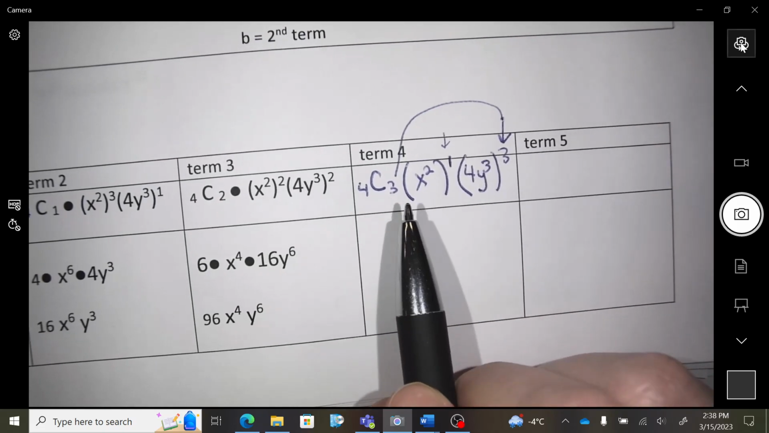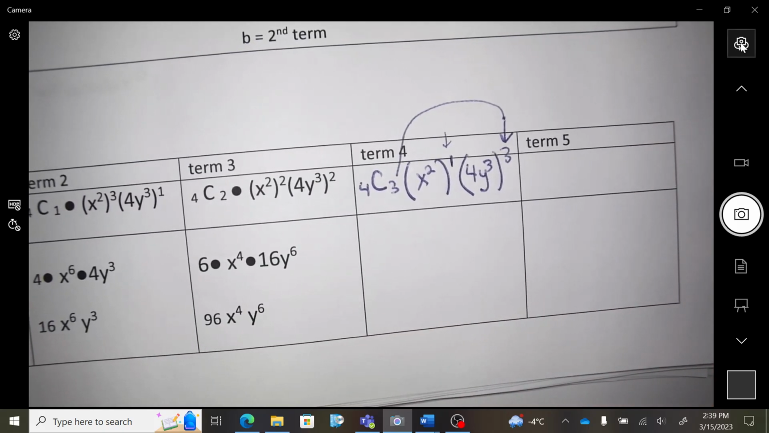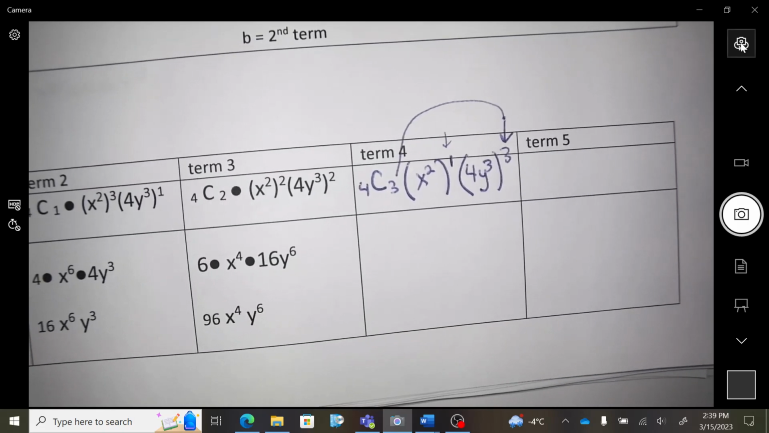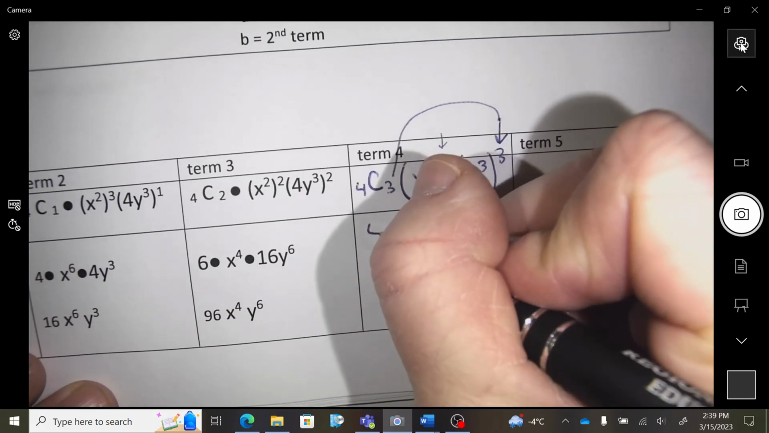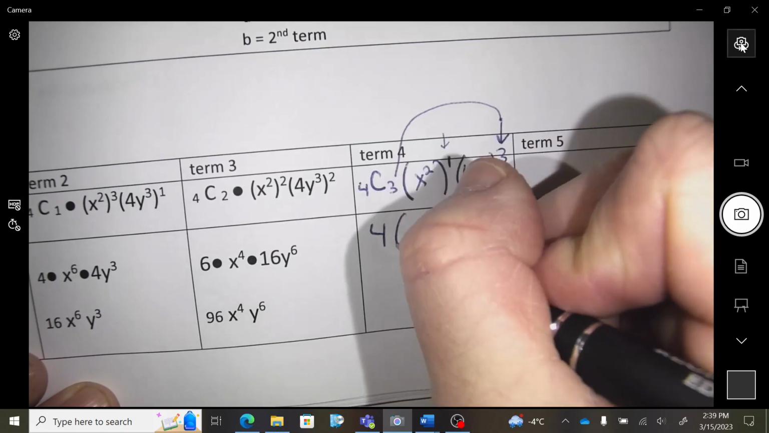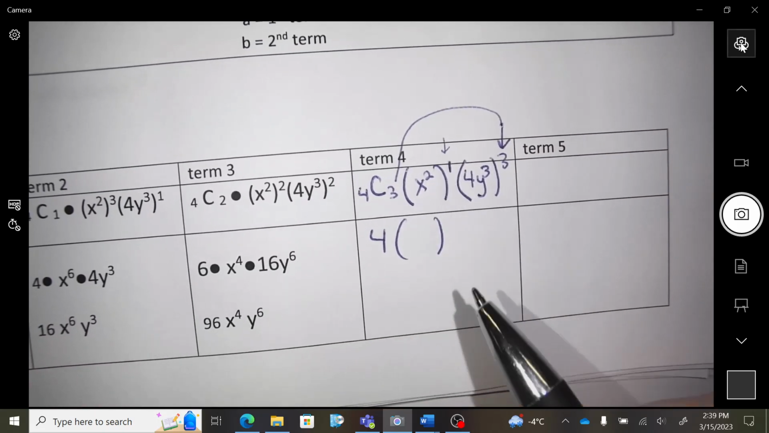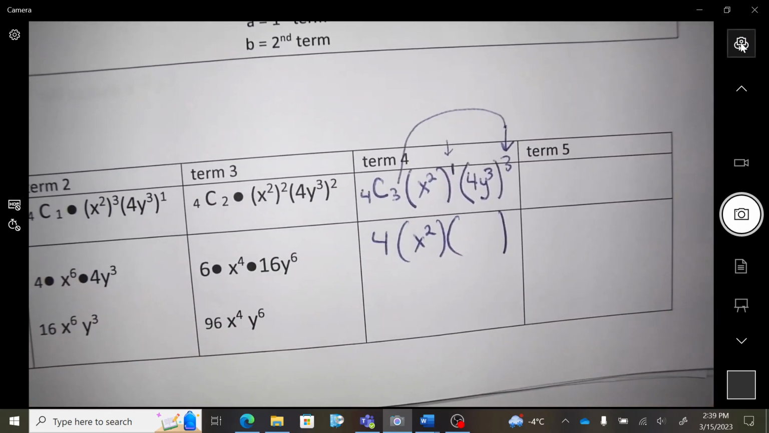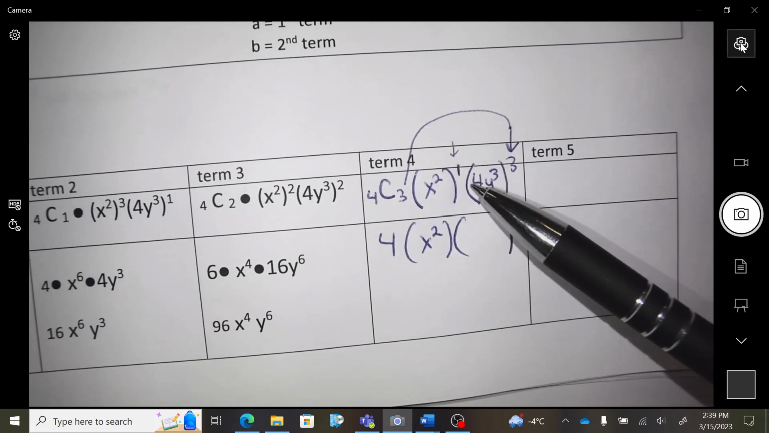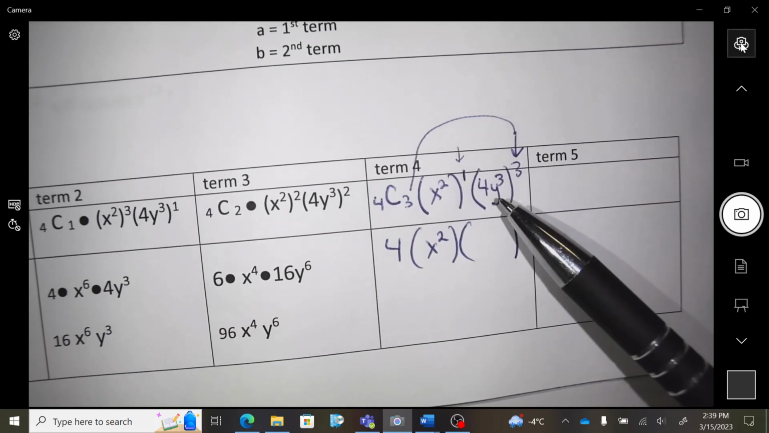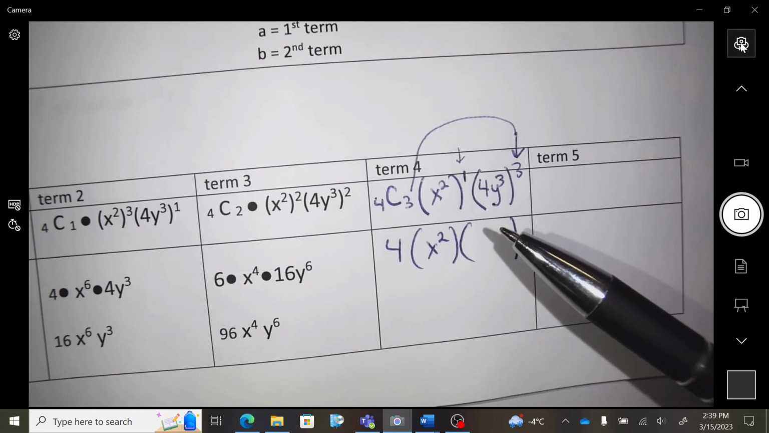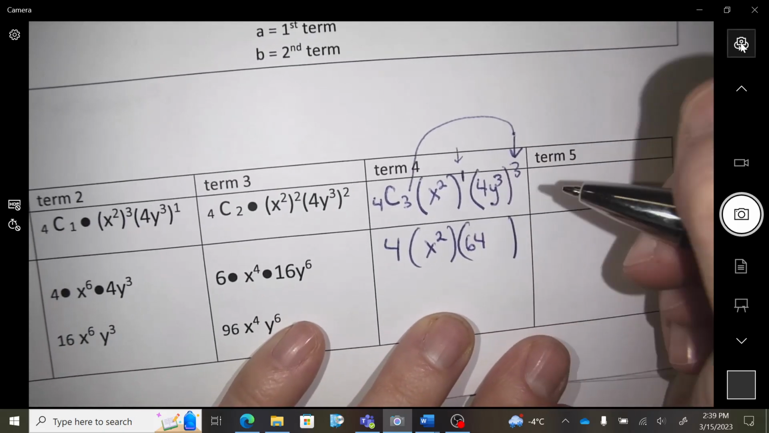Okay, so in your calculator, you would do the choosing. So 4 choose 3 would go into my calculator. Which is just 4. X squared to the 1 is just x squared. Now, I have to cube this. So I have to do 4 cubed, because it's a coefficient. So 4 times 4 times 4, 4 cubed, which is 64.